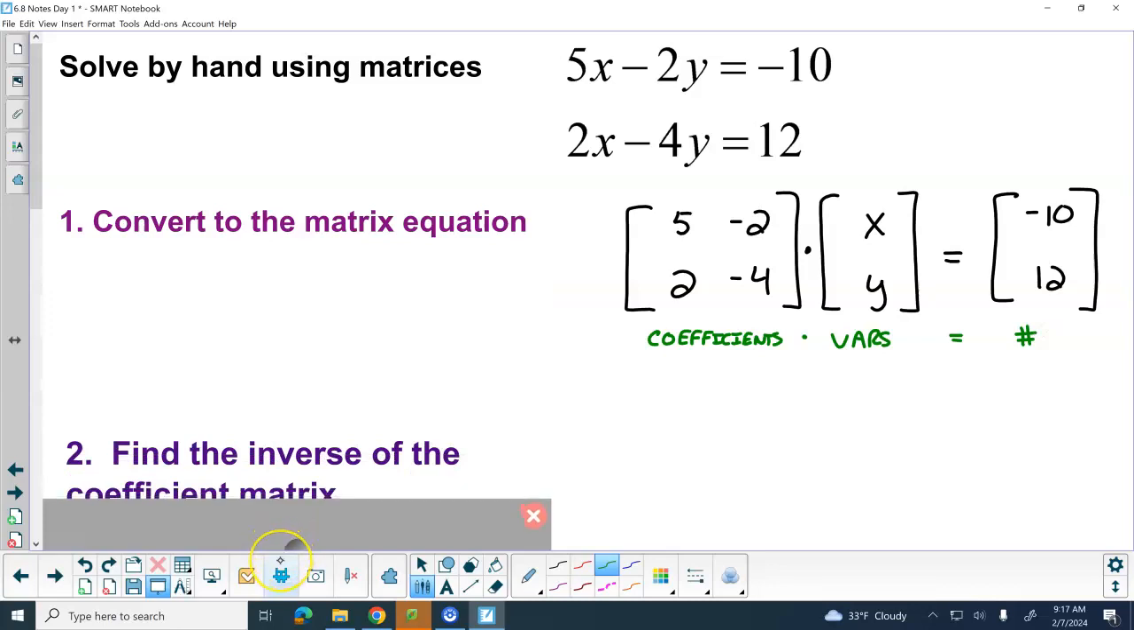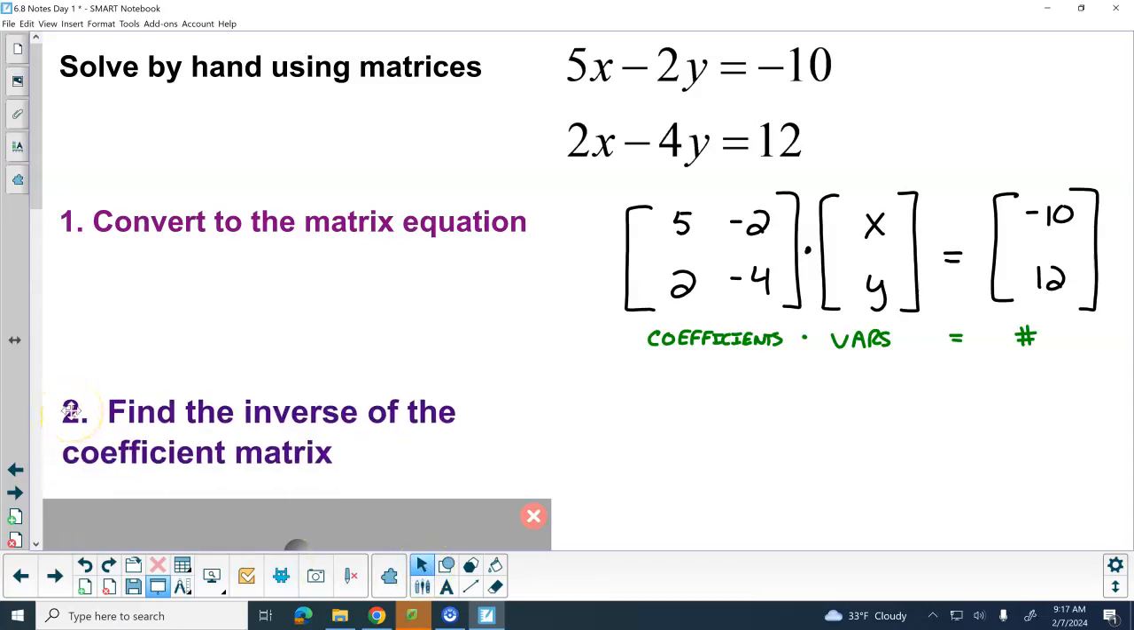Okay? Step 2 now is, I want to say, like side work. We're going to, off to the side, find the inverse of the coefficients matrix. So we're going to find the inverse of this 2 by 2 matrix. The first thing I gotta do is find the determinant of it. So the determinant of my coefficients matrix is going to be 5 times negative 4 minus 2 times negative 2.